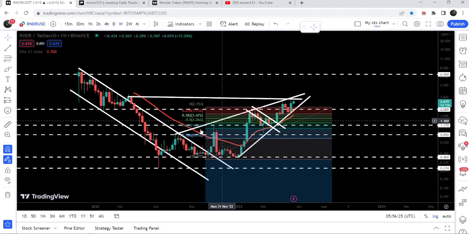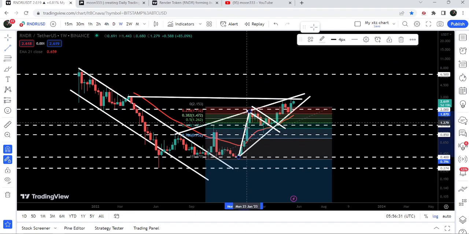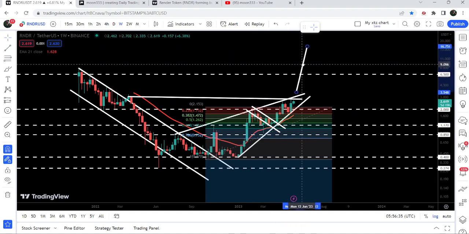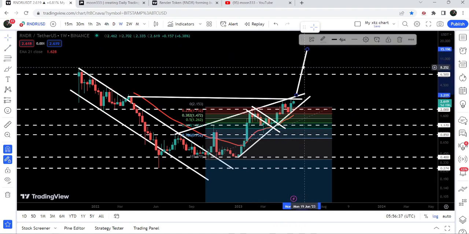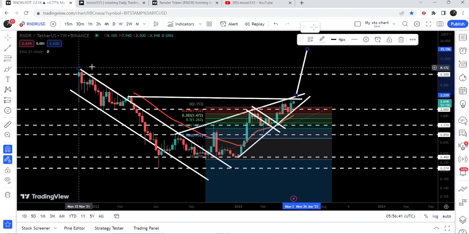However, if it does not behave like a cup and handle but is a perfect rising wedge pattern, then in case of breaking out the resistance of the rising wedge, it can hit this target here at approximately $15. And the target for this down channel is here at the top of the channel, approximately between $8 to $10. So this was the update so far.